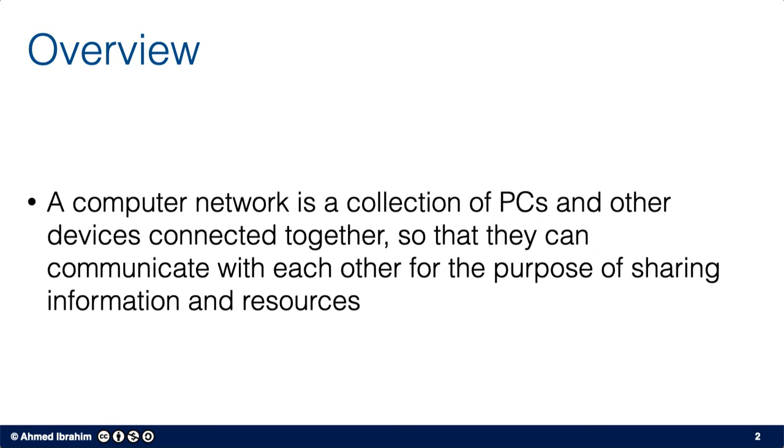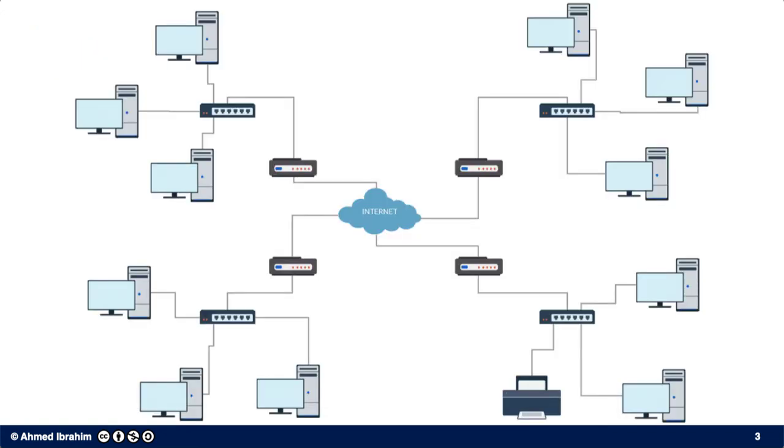A network is a collection of computers and other devices that are connected together so that they can communicate with each other for the purpose of sharing information and resources. There are several devices that allow computers across the internet to communicate together.